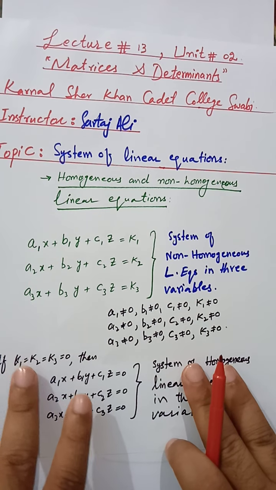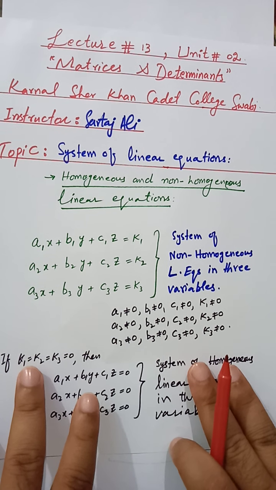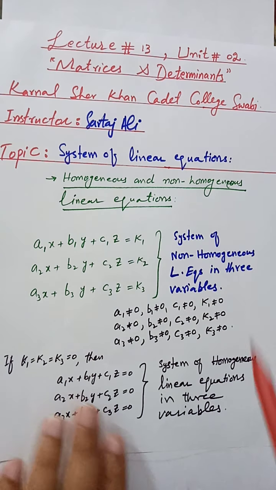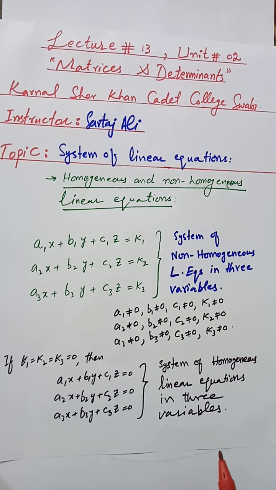The title of unit number 2 is Matrices and Determinants. This is the last topic of unit number 2, which means this is the last topic of the first term course. The topic of this video lecture is system of linear equations.